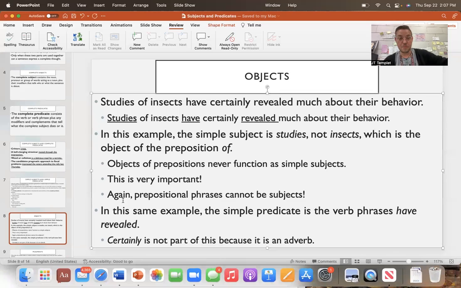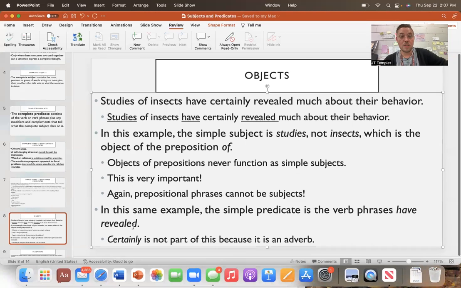And in this case, the simple verb have revealed is separated by certainly. Certainly cannot be part of the simple verb because it's not a verb, it's an adverb, right? It's telling us how it had been revealed.